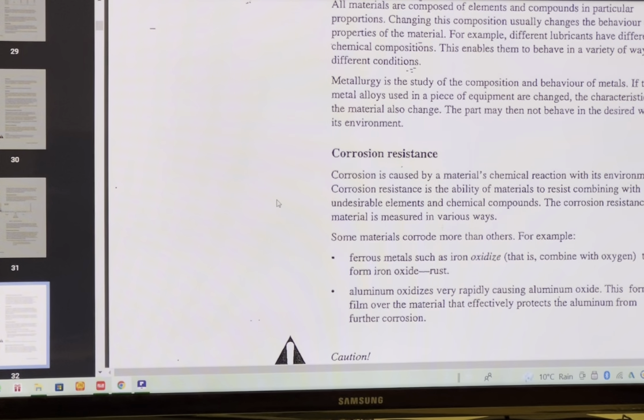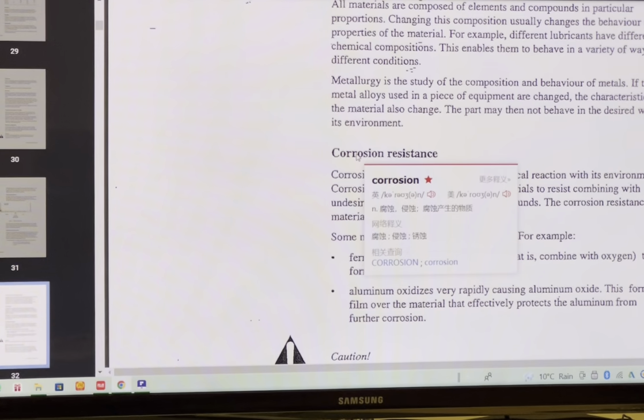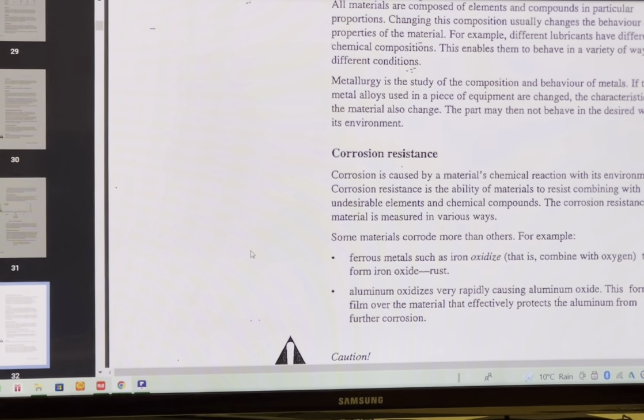Next is very important, and we often use it: corrosion resistance. Remember this very important concept. Corrosion is caused by the material's chemical reactions with its environment. That means corrosion is a chemical reaction. Corrosion resistance is the ability of a material to resist combining with unwanted elements and chemical compounds.